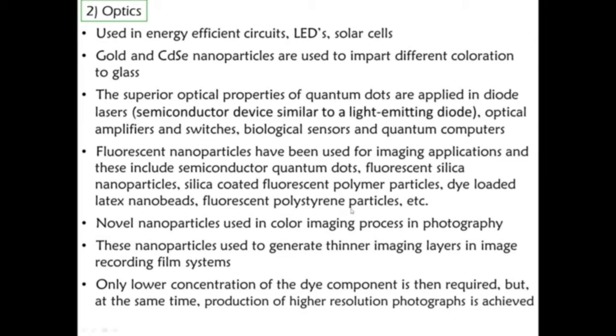And fluorescent polystyrene particles. Polystyrene nanoparticles can be prepared, and the fluorescent properties shown by these materials can also be utilized for imaging applications. Novel nanoparticles are also used in the color imaging process in photography. When we take photographs of an object or a person, nanoparticles can give a much better image of the place or the person. These nanoparticles are used to generate thinner imaging layers in image recording film systems.